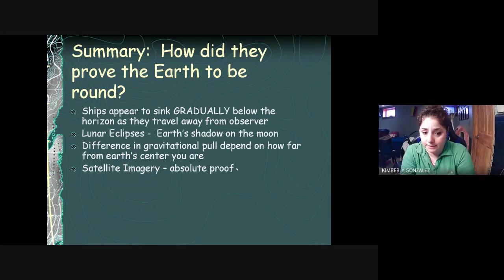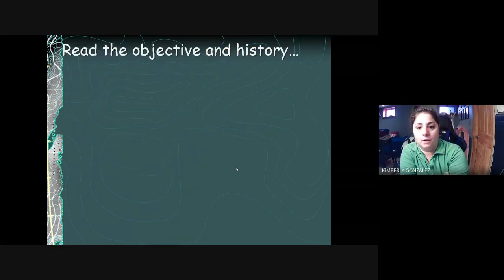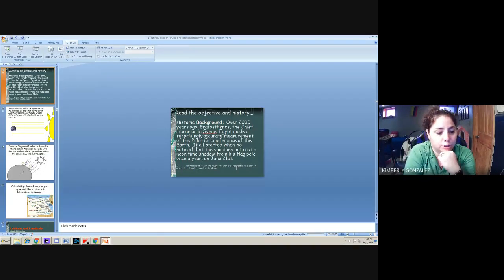The lunar eclipses, that's when the Earth gets in between the sun and the moon, right? Earth's shadow shows that it's slightly curved as it gets in front of the moon. The difference in gravitational pull: you're going to weigh less at the equator because it's further away from the center of the Earth compared to the poles where you're slightly closer. And your satellite images, or when the astronauts went up into space and take pictures of the Earth, prove that the Earth is actually round. Okay? Anybody have any questions?